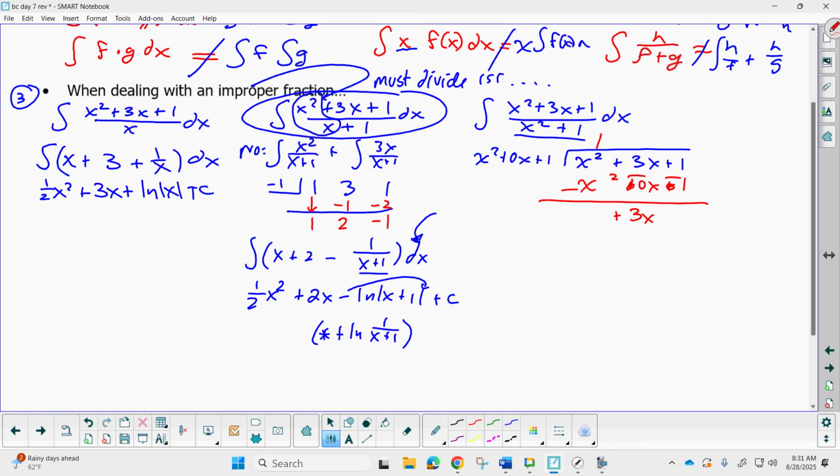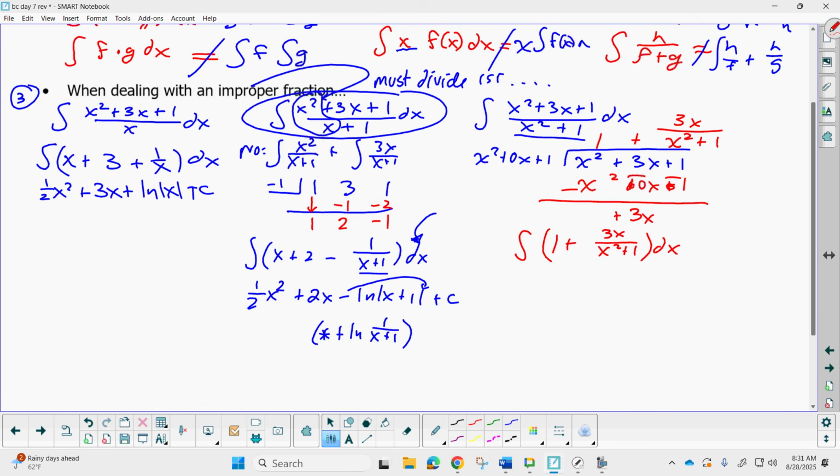Now then, x squared does not go into 3x. That means that's my remainder. My remainder is 3x over x squared plus 1. Now we integrate 1 plus 3x over x squared plus 1.